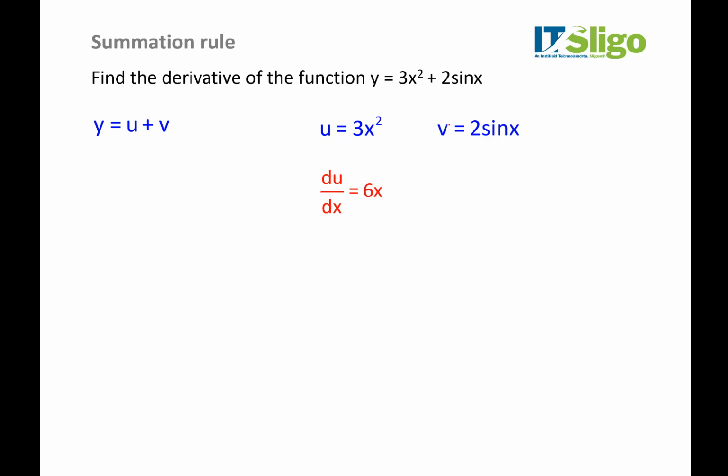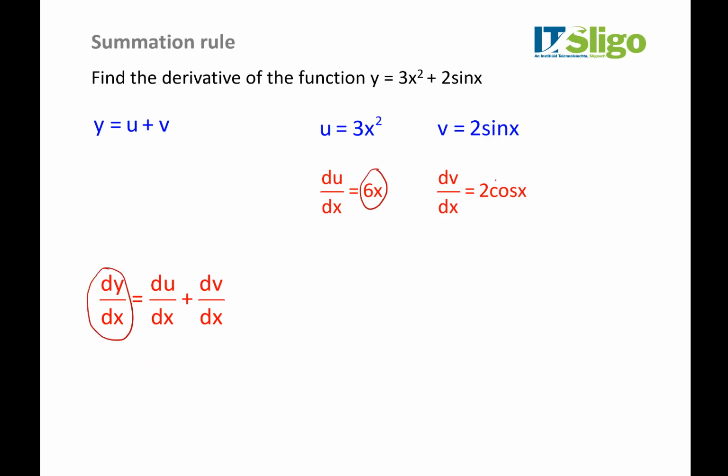Similarly here, we're calling the second term v. Again, when we find dv/dx, any constant stays, and then as we saw from the previous slide, when we differentiate sine x, we get cos x. Now the rule simply states our overall derivative is the sum of these. So we just add these terms. Because there's a plus sign in here, we add them here.